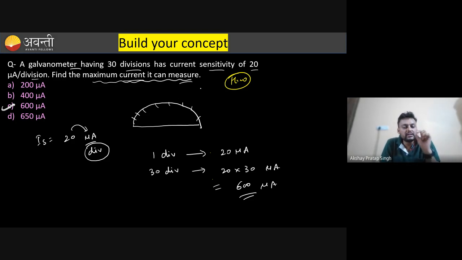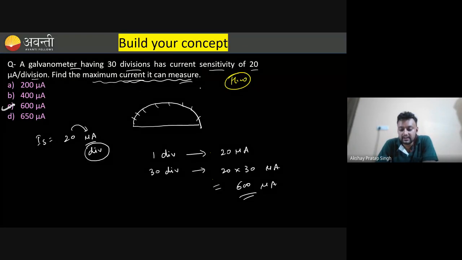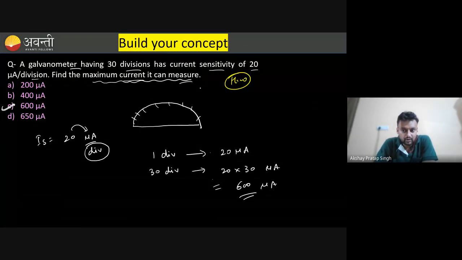generally known as full scale deflection current. So try to remember one word here: full scale deflection current. What is full scale deflection current? The current required to deflect the needle completely in the galvanometer is called full scale deflection current, that we will require in the next section. So on this note, I am moving to the next slide.